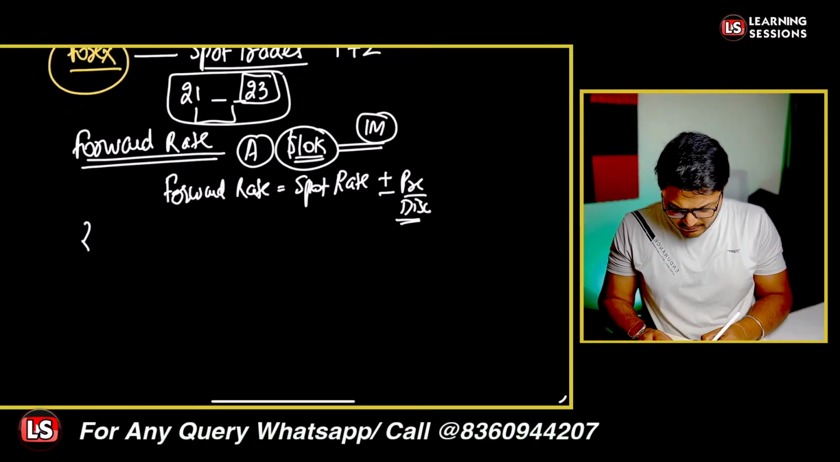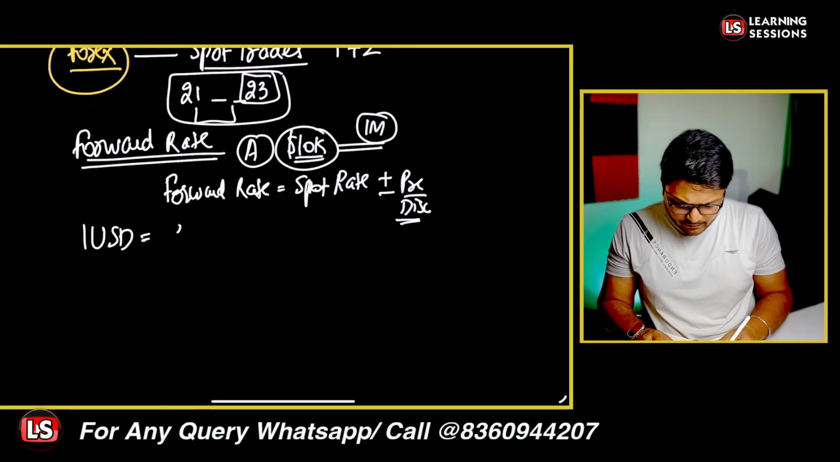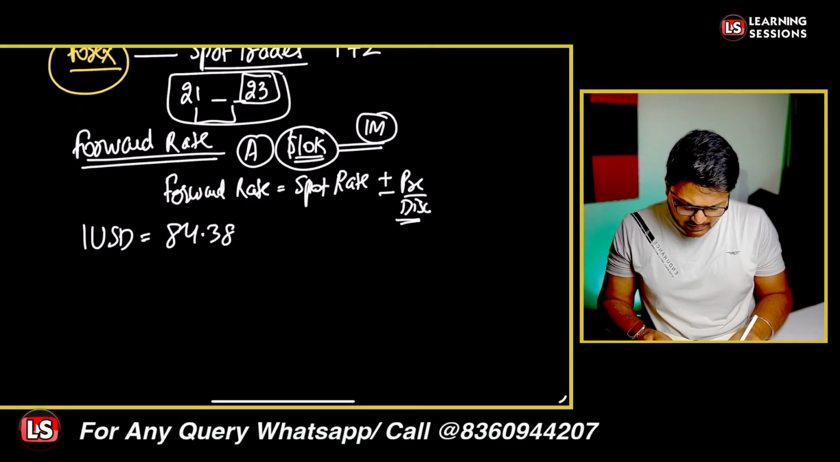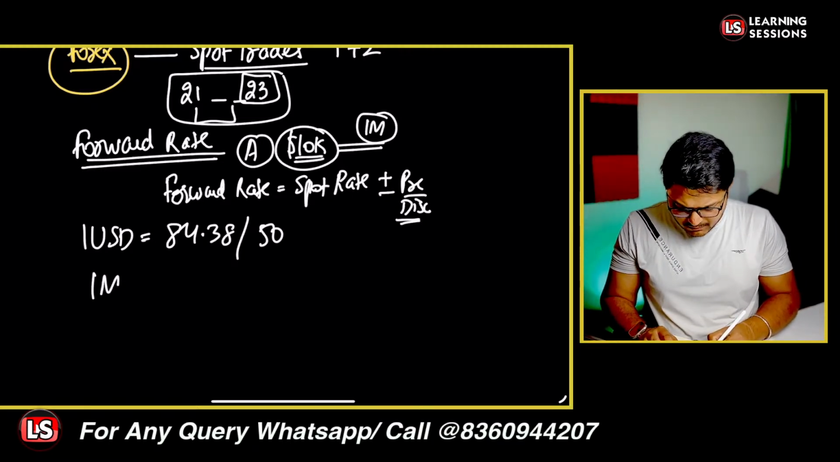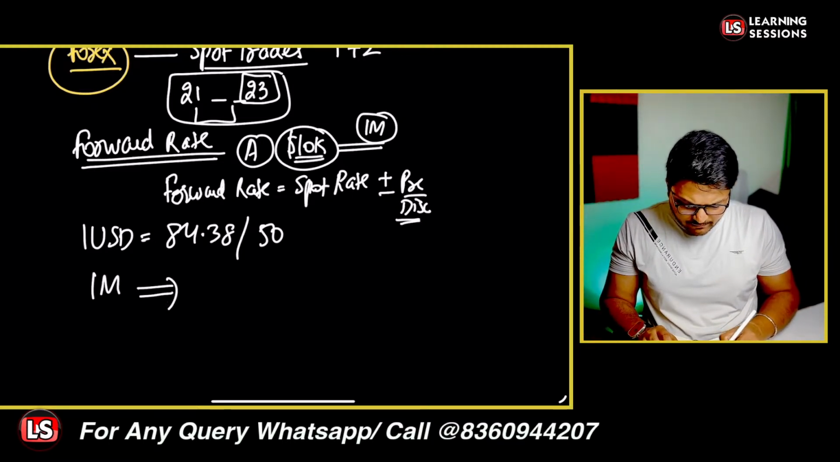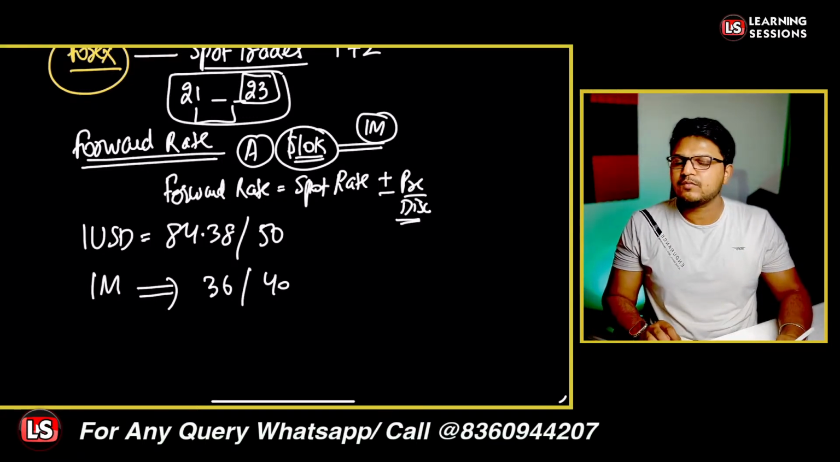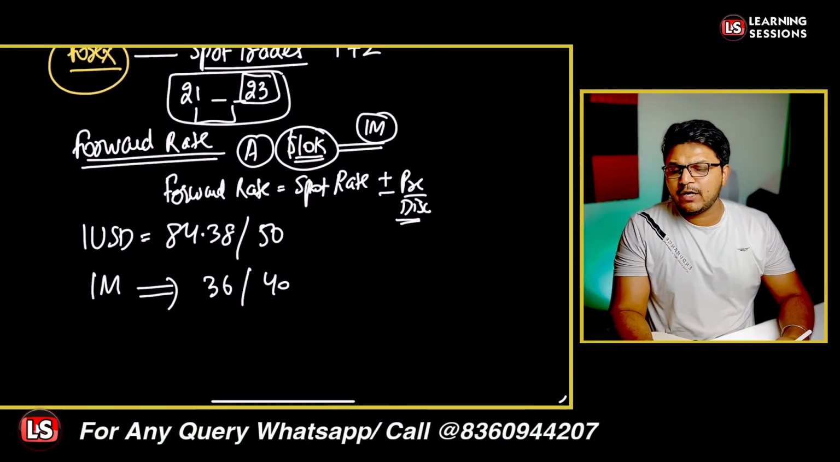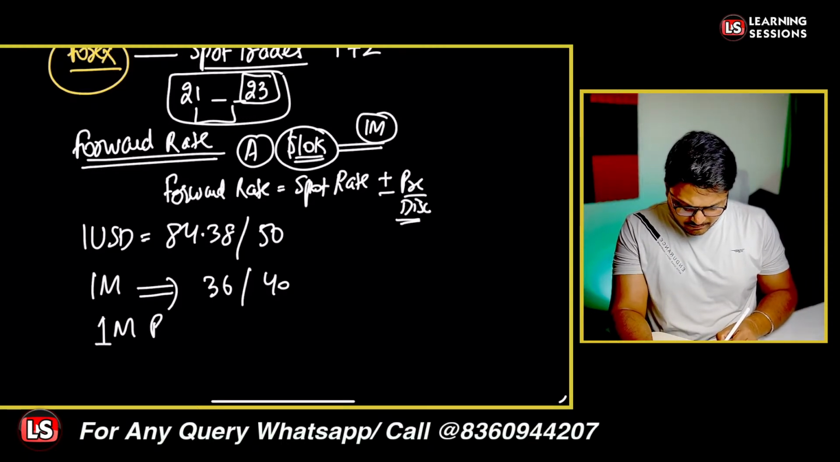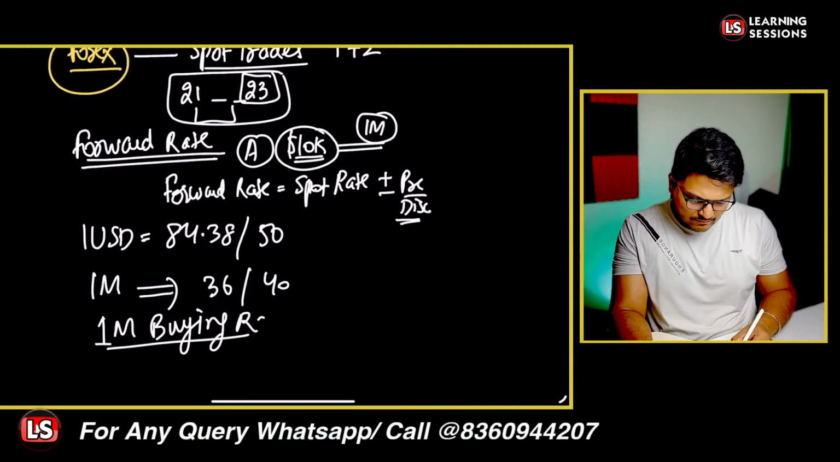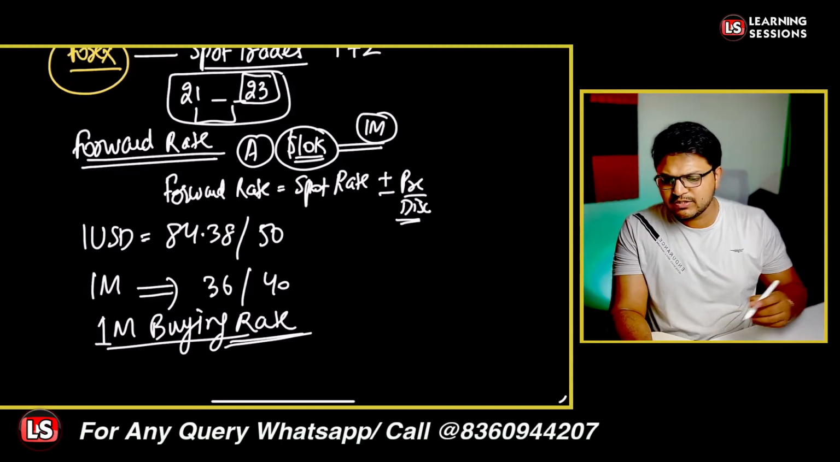Let's consider 1 USD is equal to 84.38 and 50, and for 1 month the forward points are given as 36 and 40. If we are to calculate the 1 month buying rate, what will it be? Kindly do answer at the earliest.